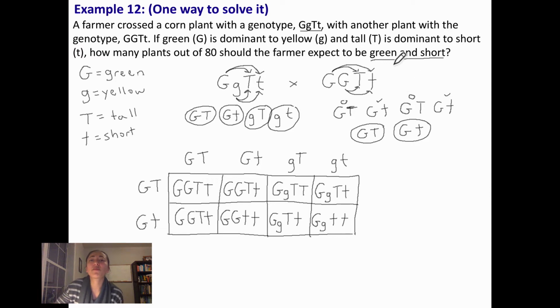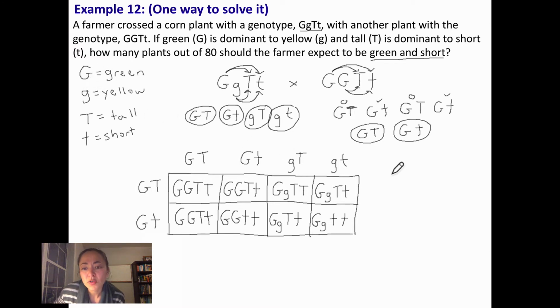Now, what am I looking for? I'm looking for offspring that are green and short. So I have to figure out what type of genotypes would give me a green and short offspring. Let me change my pen. Go to red. So for an offspring to be green and short, let's look over at our key. This is why we do the key. Well, to be green, they'd have to have at least one big G.